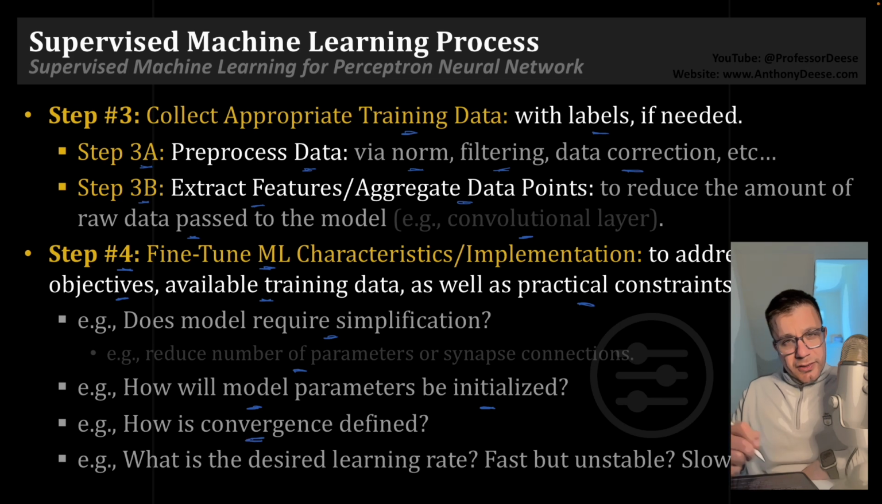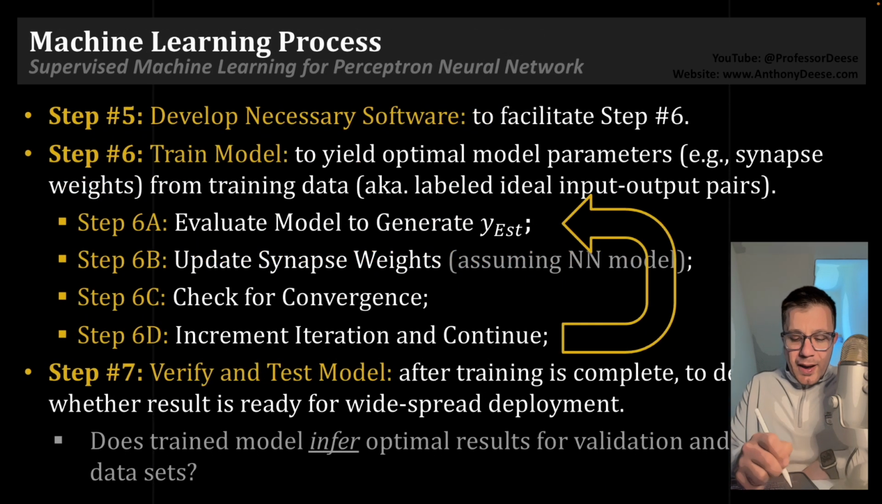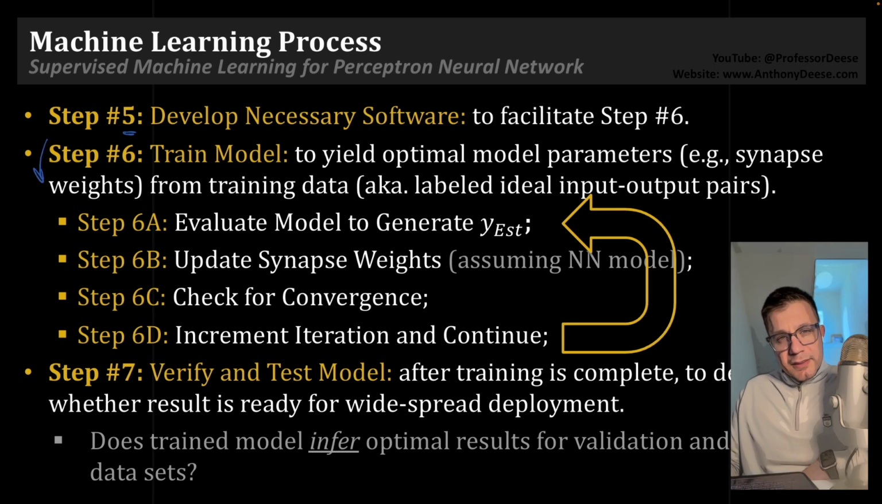How is convergence defined? And that's a topic we're going to discuss later. Also, what's the desired learning rate? Do we want the machine learning algorithm to focus on moving very quickly, but that could lead to instabilities, or taking it slow and steady? Now, step number 5, and this is really more of a practical concern, is to develop the necessary software or simulation to conduct the machine learning, and actually to do the work that's described in step number 6.